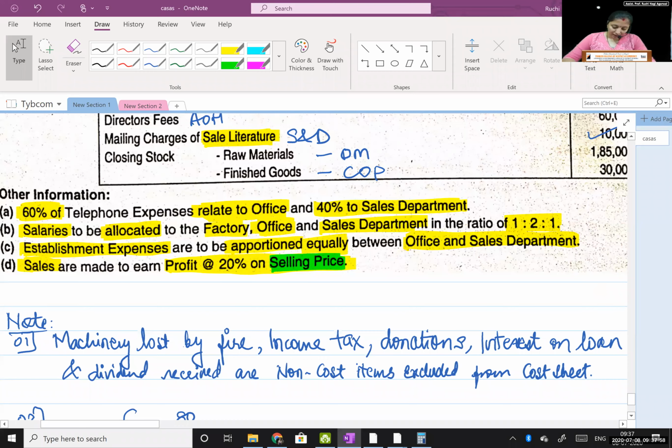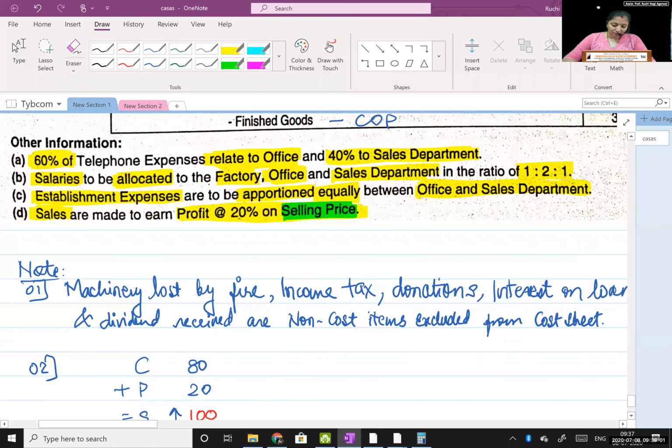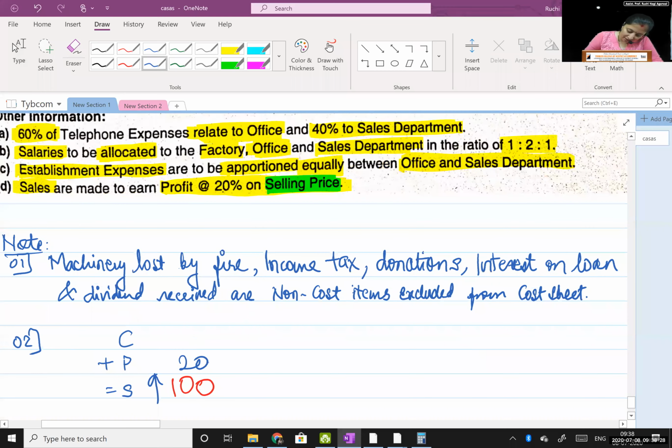And then this one, note number 2. We know we use this formula, right? C plus P equal to S. So how much is the profit? 20% on selling price, it is said. So selling price is the base. Base is always 100. This is 20. Go reverse from here. So obviously this is 80. 100 minus 20, 80. Clear about this?